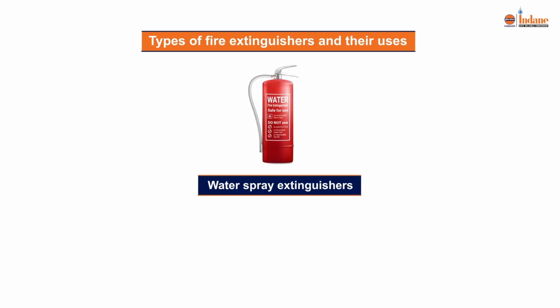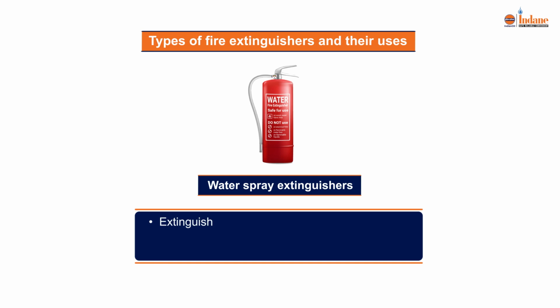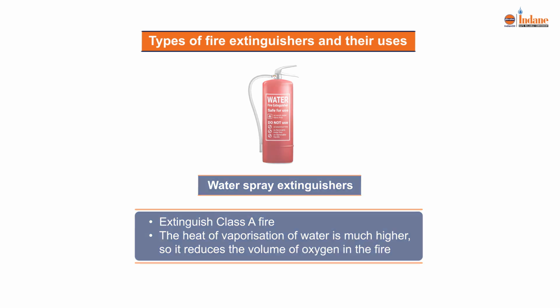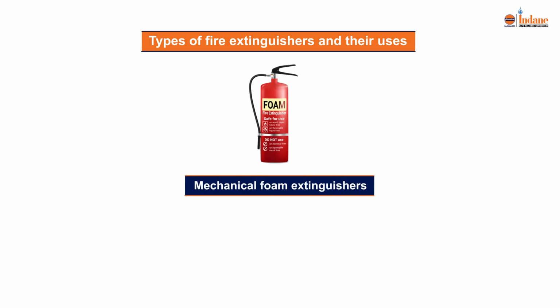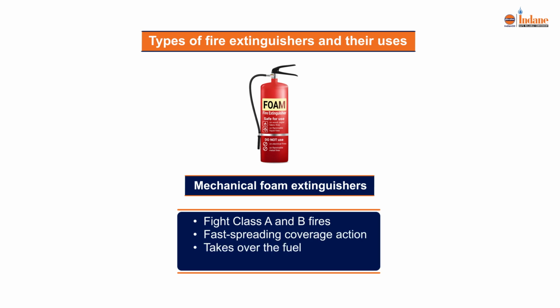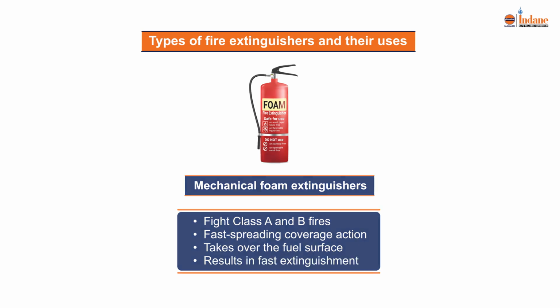Water spray extinguishers are used to extinguish Class A fire. The heat of vaporization of water is much higher, so it reduces the volume of oxygen in the fire. Mechanical foam extinguishers are used to fight Class A and B fires. Due to its fast-spreading coverage action that takes over the fuel surface, it results in fast extinguishment.